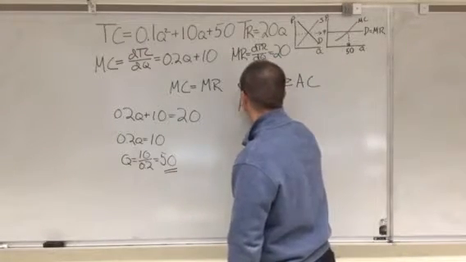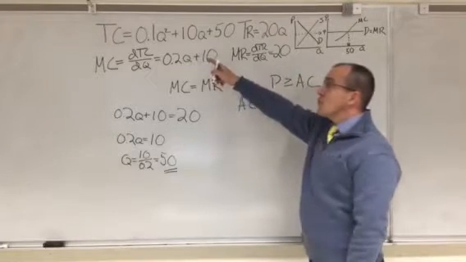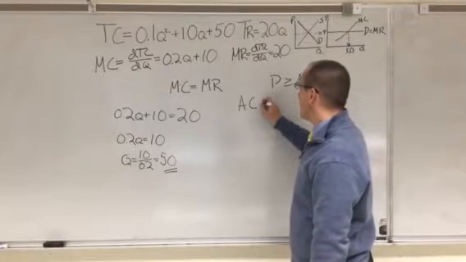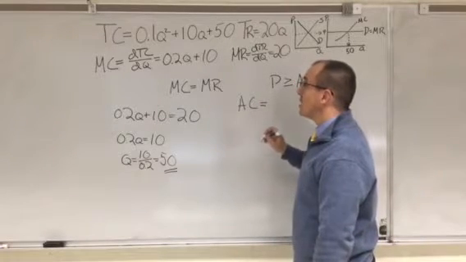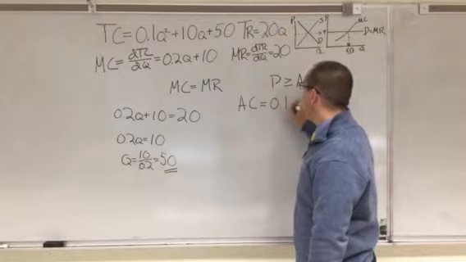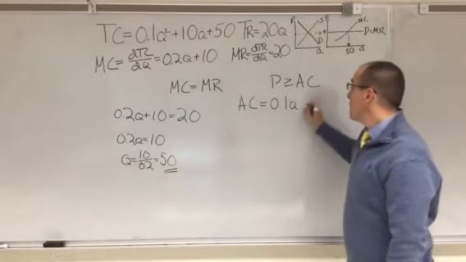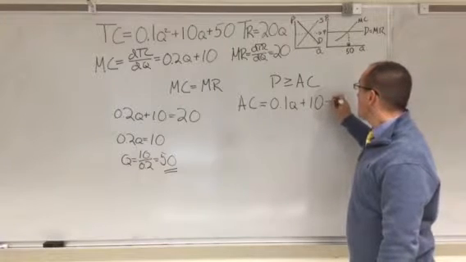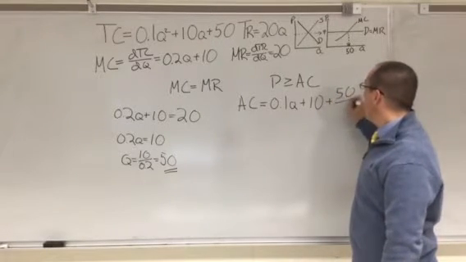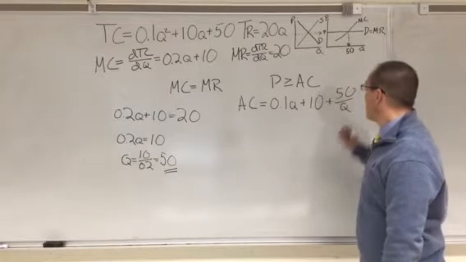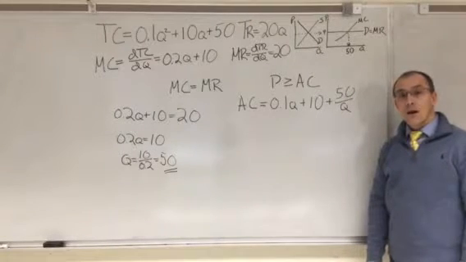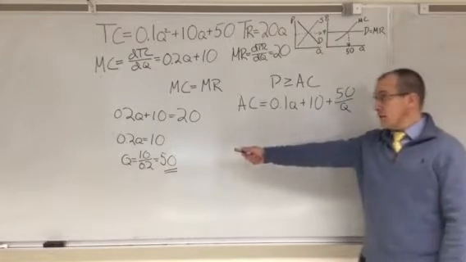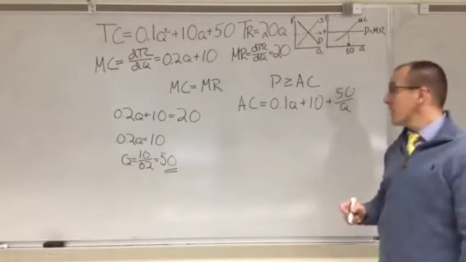Average cost, quite simply, algebraically, I will take a Q out of each part of the total cost equation. Average cost will be 0.1 Q plus 10 plus 50 over Q. I will then plug in my quantity here, 50, into this and see what I get.